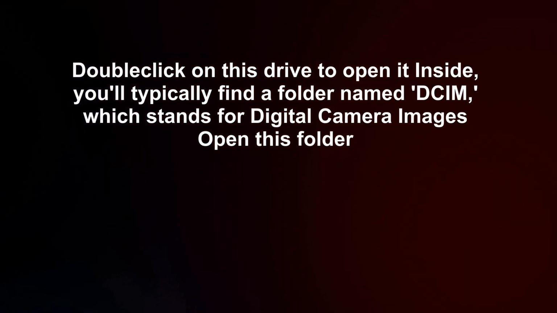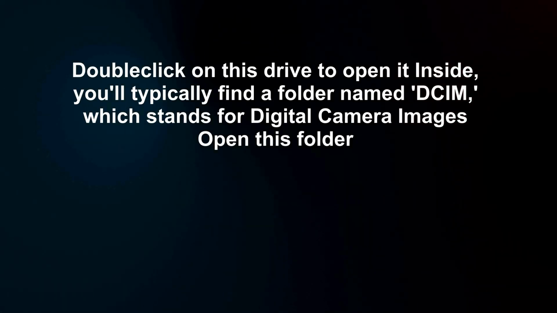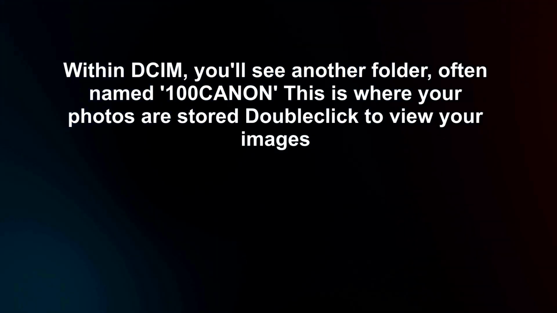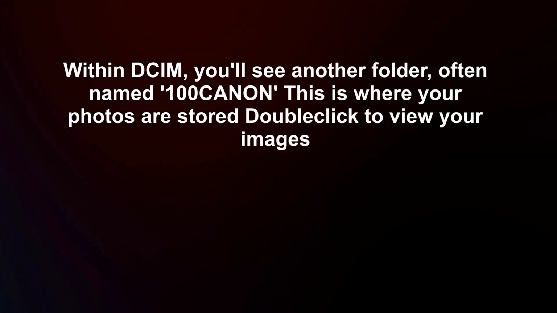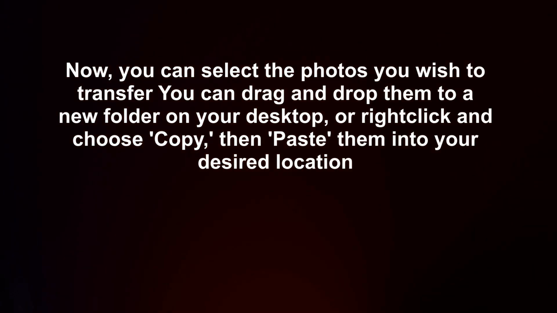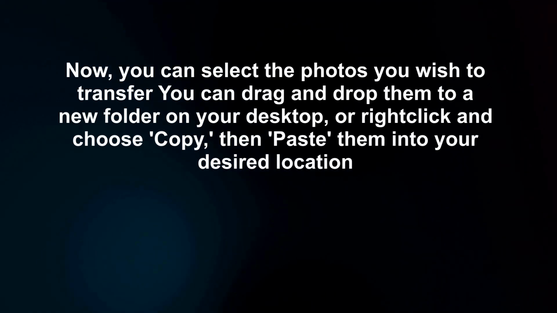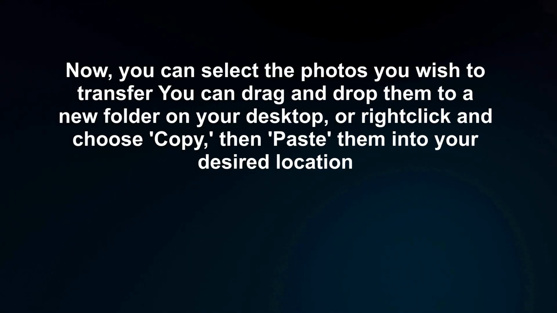Inside, you'll typically find a folder named DCIM, which stands for Digital Camera Images. Open this folder. Within DCIM, you'll see another folder, often named 10CANO, and this is where your photos are stored. Double-click to view your images. Now, you can select the photos you wish to transfer. You can drag and drop them to a new folder on your desktop, or right-click and choose Copy, then paste them into your desired location.